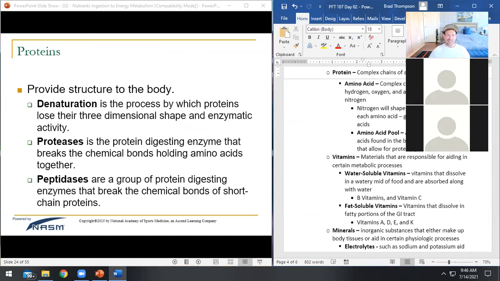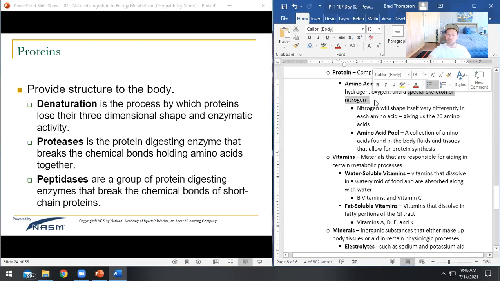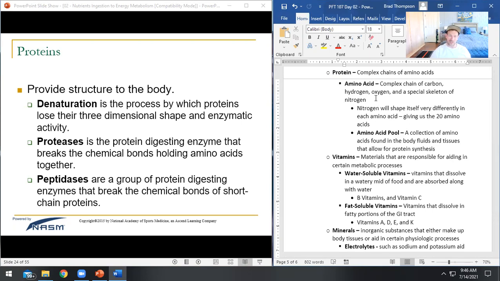All right, then we got proteins, right? Proteins, big complex chains of amino acids. An amino acid is carbon, hydrogen, and then it's got this special nitrogen skeleton. Because that skeleton can shape itself in 20 different varieties, we have 20 different amino acids. When we are breaking down proteins, we call it denaturing them or breaking their peptide bonds. Basically that straightens out their shape and makes it easier for us to break down.